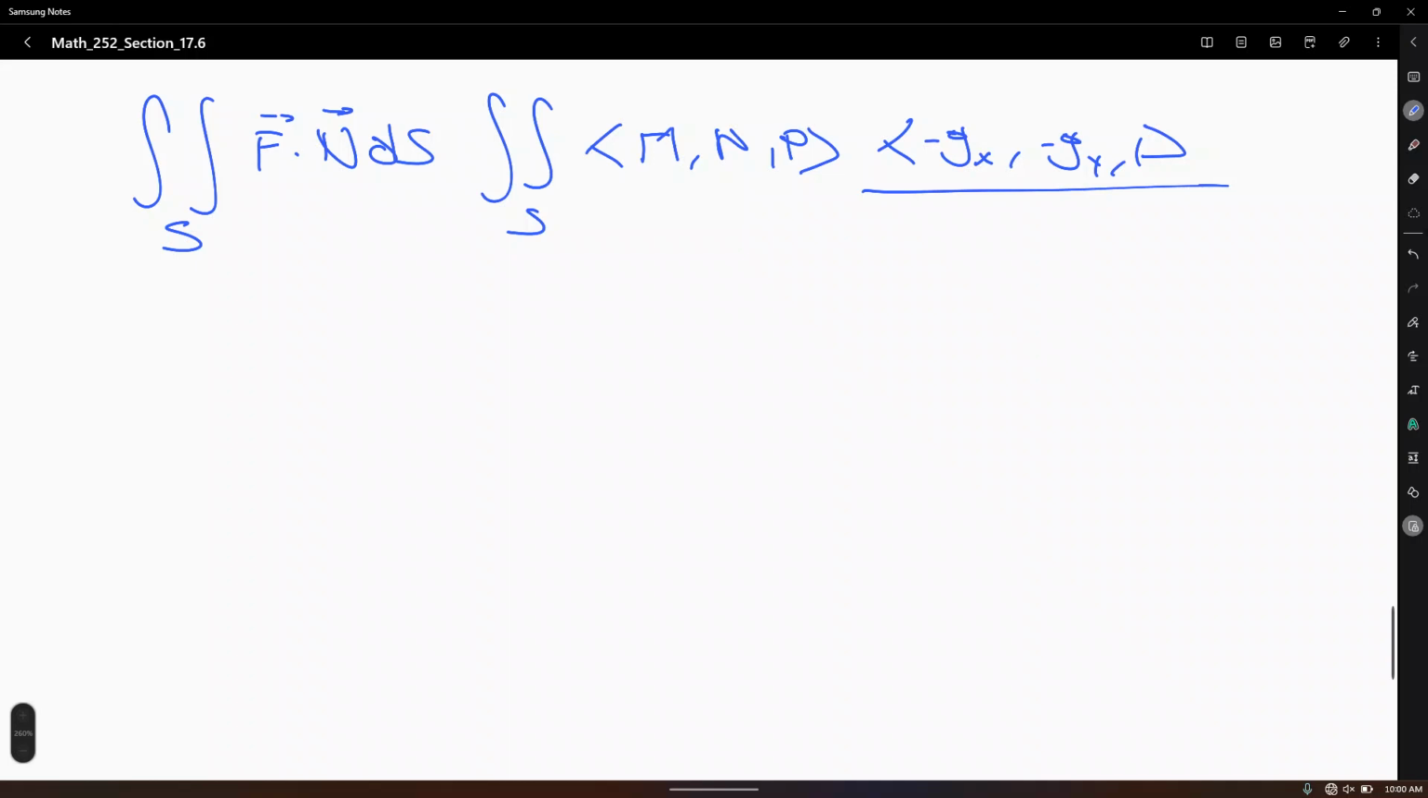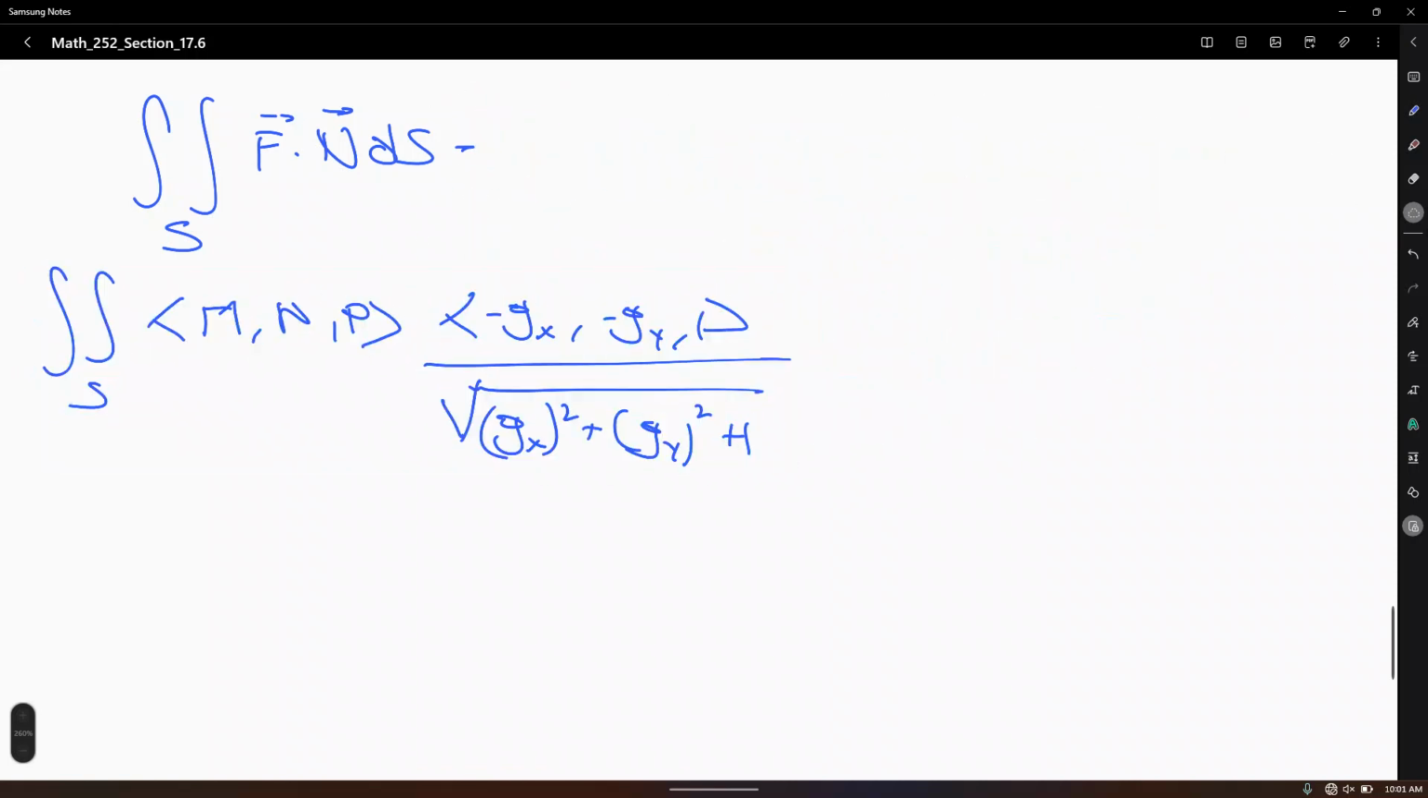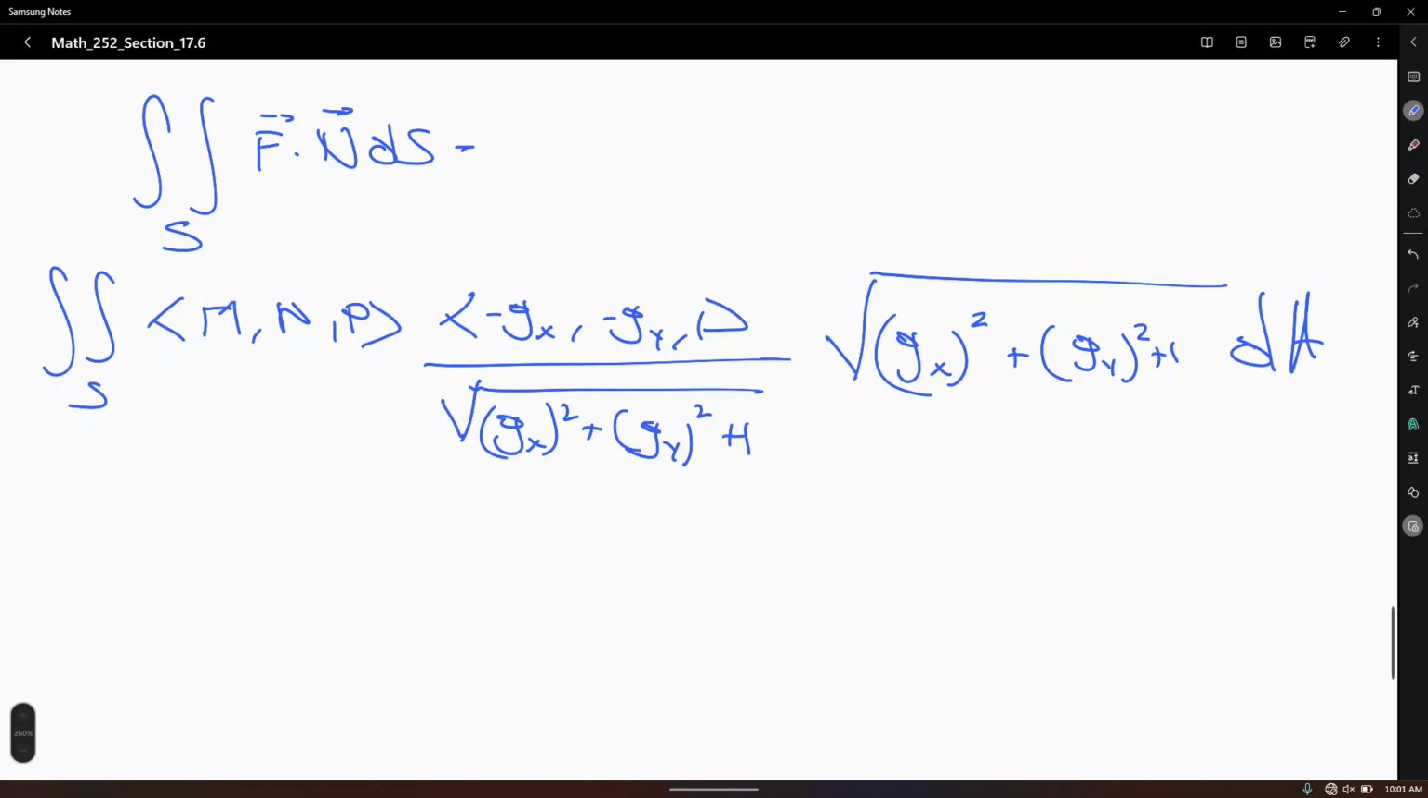What is the magnitude of that? Oh, I'm going to need more space. It's the square root of negative g sub x squared plus g sub y squared plus 1. Let me move all this over here. What is dS? Remember how we got dS from that tiny piece of tangent plane? That's the square root of g sub x squared plus g sub y squared plus 1, dA. Oh, look at this.